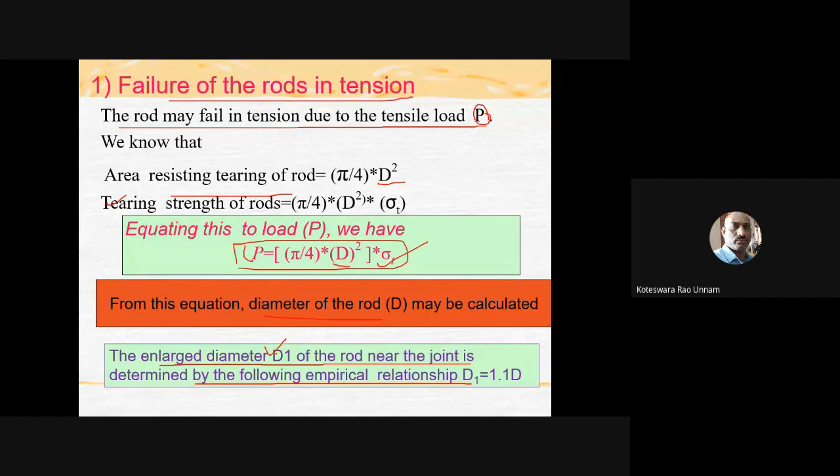He has shown D1 as 1.1 D. That proportion he has shown here also in the diagram. If you refer to the diagram, that is the enlarged diameter of the rod. He has shown it as 1.1 D only, so we are taking the same thing here. Then similarly, R is given as the radius of the fork. He has given it as 1.2 D, and those proportions are given here.